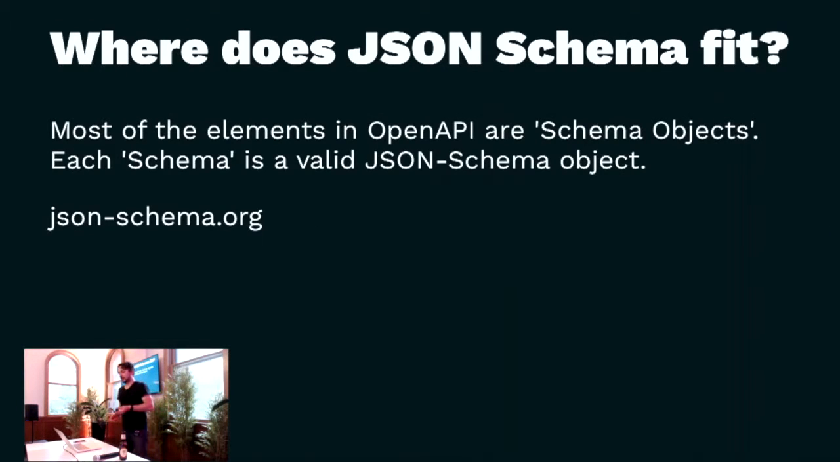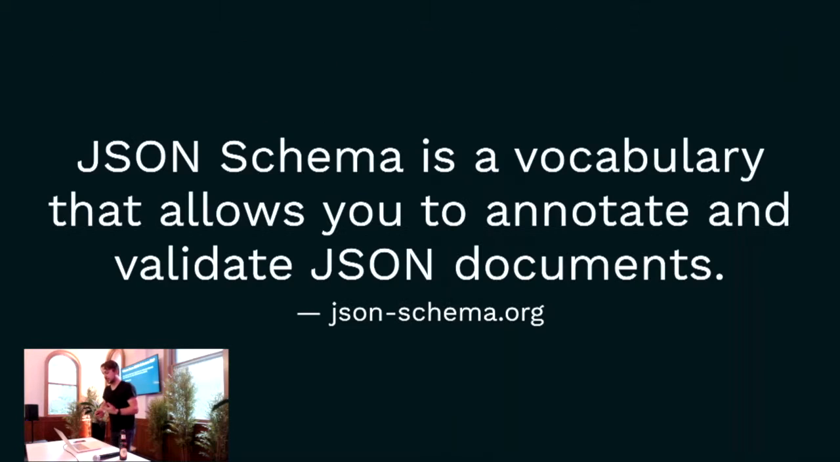But where does JSON schema fit? Most of the elements that aren't those first few things are JSON schemas. And schema objects themselves are defined by JSON schema. It's basically a vocab. Again, it's another specification, but it basically lets you define a JSON document. So if you've got a JSON blob or a JSON object, you can write a JSON schema that you can then use to validate it.